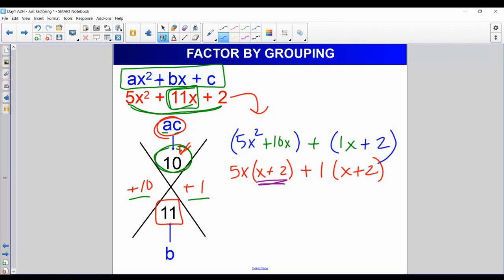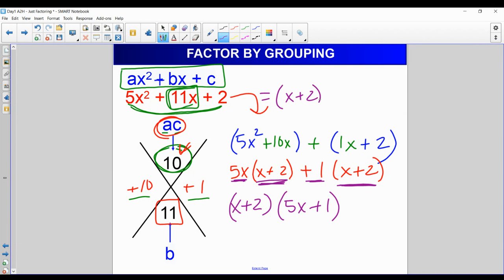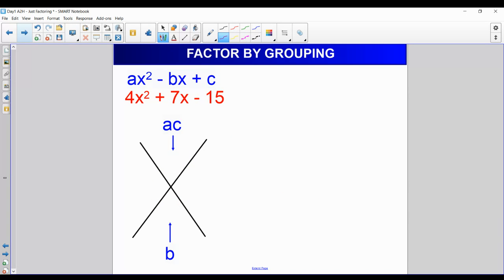Okay, so now you can see that both of these pieces are multiplied by x plus 2. So I'm going to factor out the x plus 2. In the first group, that leaves 5x. In the second group, that leaves plus 1. So my factored form of 5x squared plus 11x plus 2 is x plus 2 times 5x plus 1. Okay, let's do another one so that you can see that again.